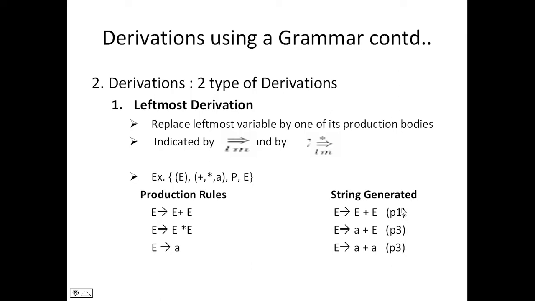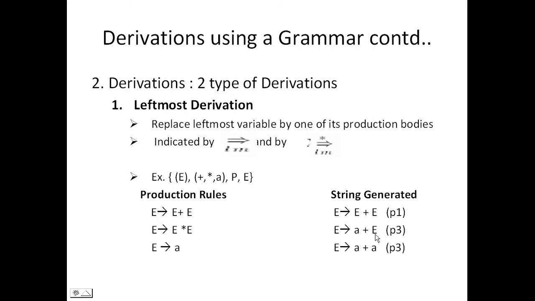So we will begin from the first production rule. So E gives E plus E. So with the help of the first production rule we have got this. Then next we want to replace the leftmost variable. So here the leftmost variable is this E. So first this E will be replaced by a terminal symbol, that is A. So with the help of the third production rule, this E is replaced with the small a. So we will get the string E gives A plus E.